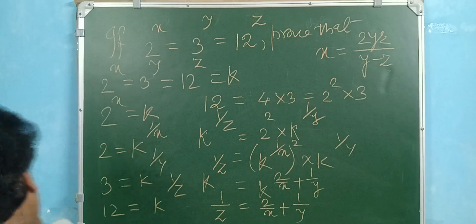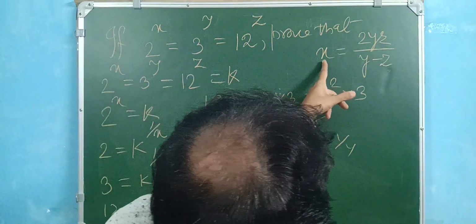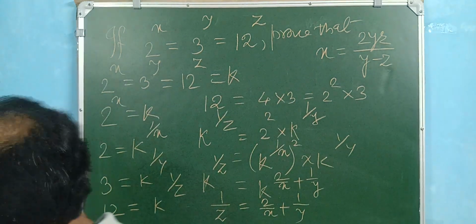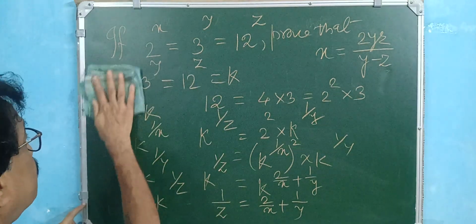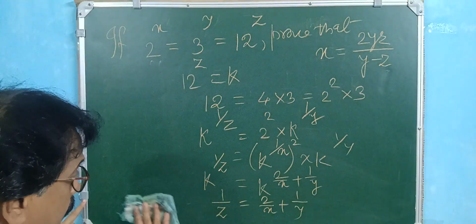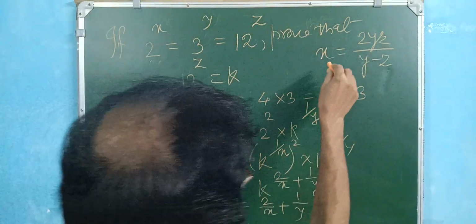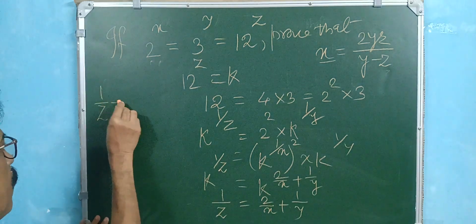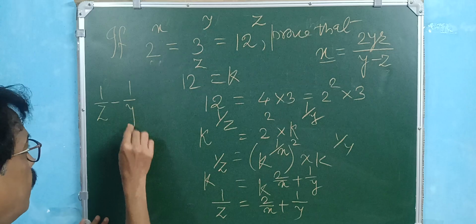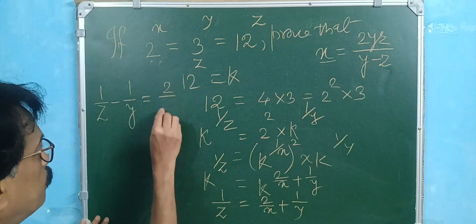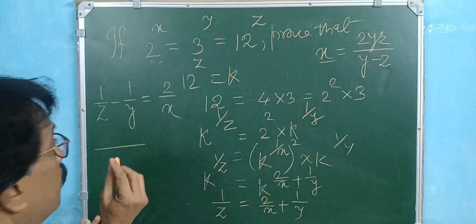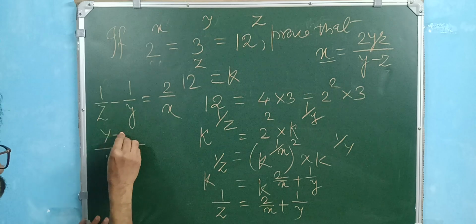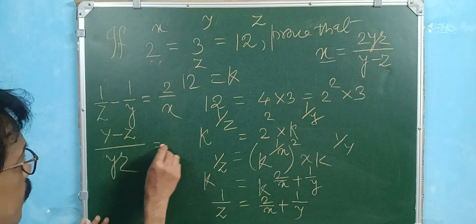Clear? Now find the value of x. You just separate the value. So x is separate, just do shifting. So 1 by z minus 1 by y, that is equal to 2 by x. So this is actually yz, LCM is yz, and this is y minus z, that is equal to 2 by x.